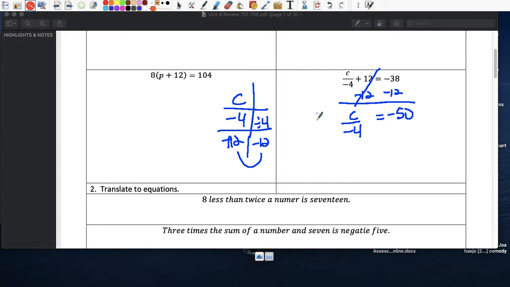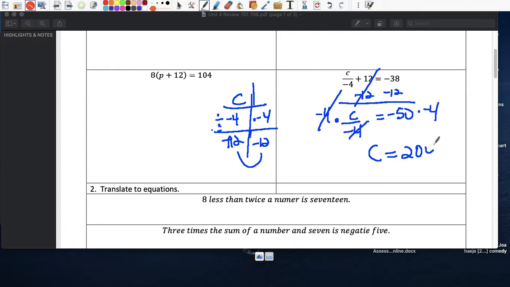Wow, so here in the second part I made a huge mistake. It's being divided by -4, right? So the opposite is times -4. I don't know what I'm doing anymore. Times -4 on both sides. That simplifies to 1, and 1 times c is c. And negative 50 times -4 is positive 200.